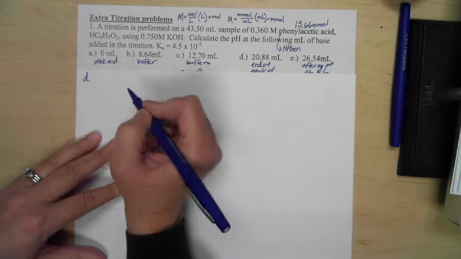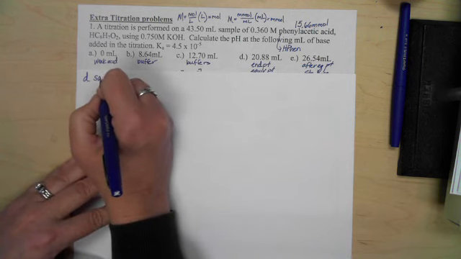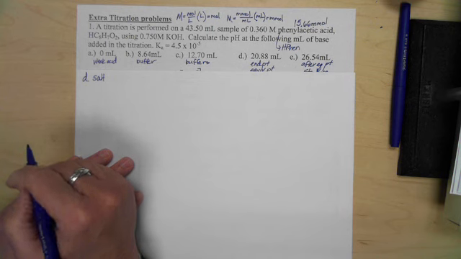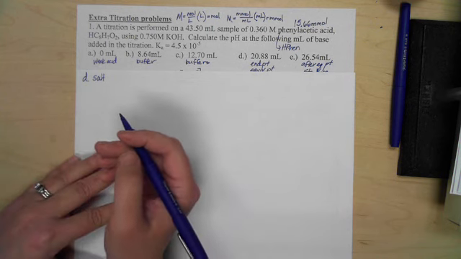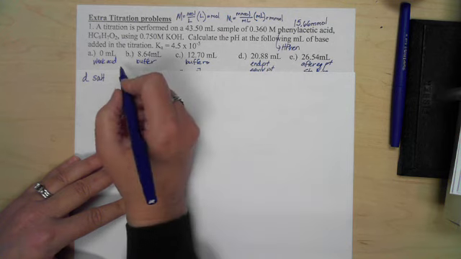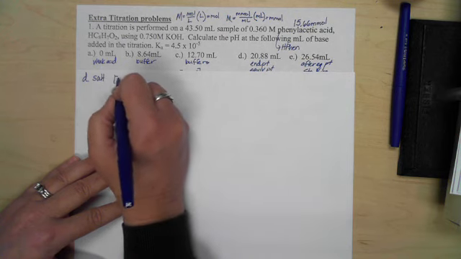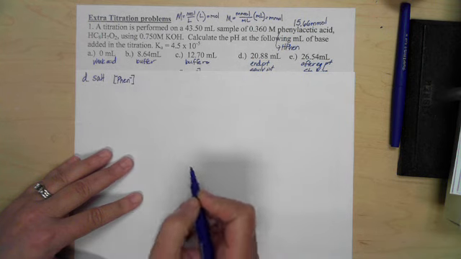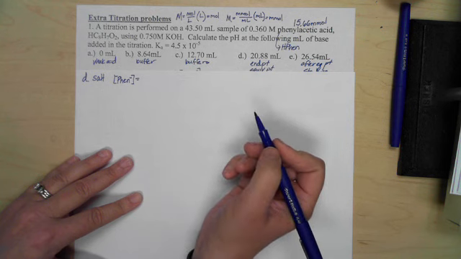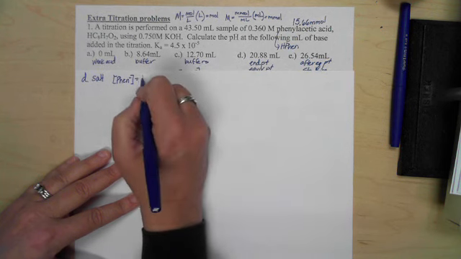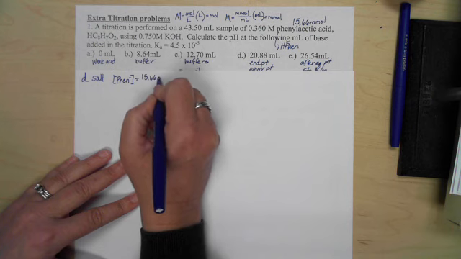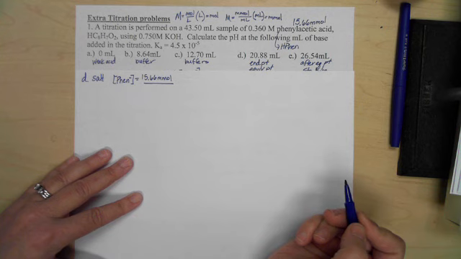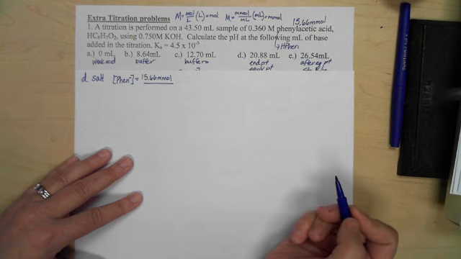So now we're at point D, which is the salt problem. Overall, to me, the salt problems are the most work. It's not a big deal, but it is more work. So what has happened is we have converted all of the acid to the conjugate base. So we have to regenerate the concentration unit here. So we know that we had 15.66 millimoles of our weak acid, which we've now converted to the weak base.